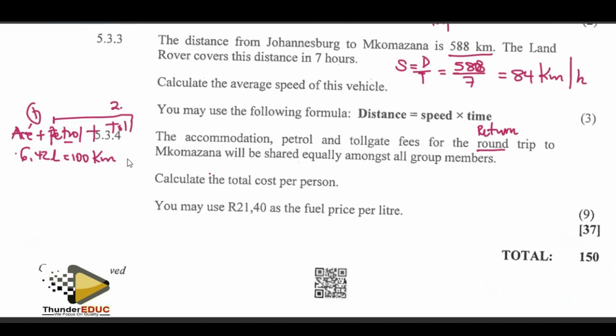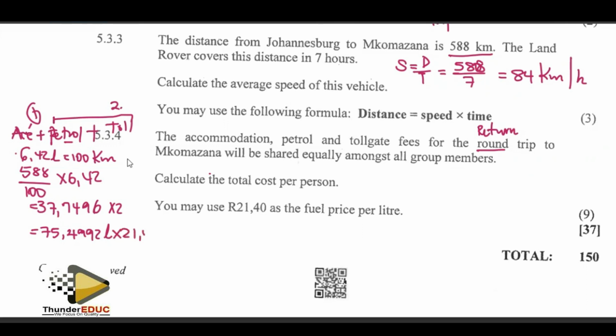So here we shall say how much petrol shall we need. We shall take the distance covered, 588, divided by 100 times 6.42. I'm looking for the amount of liters. We have it as 37.7496. Multiply this by 2. These are the number of liters. We have 75.499 liters.